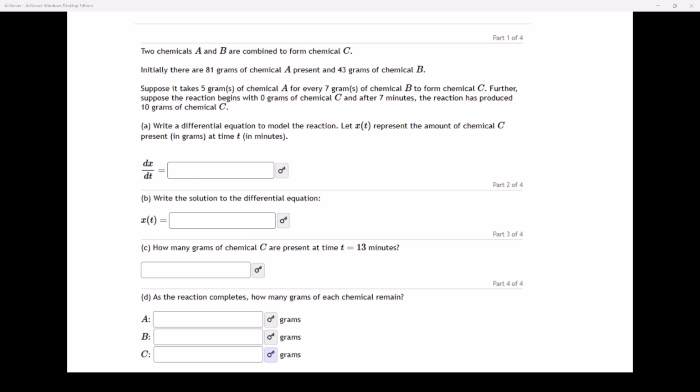We've got 4 parts here, A, B, C, and D. The first question, part A: write a differential equation to model the reaction. Let x(t) represent the amount of chemical C present in grams at time t measured in minutes.